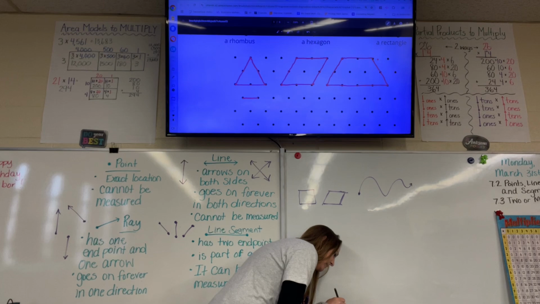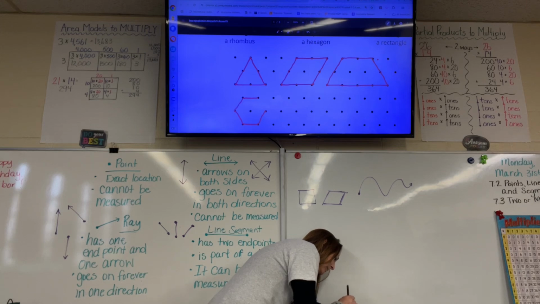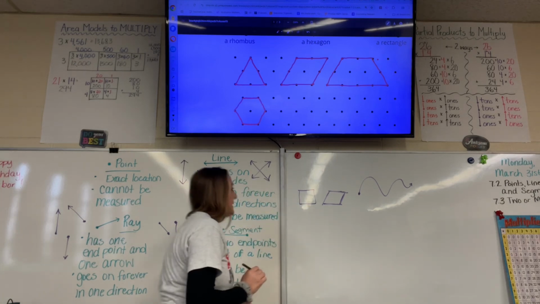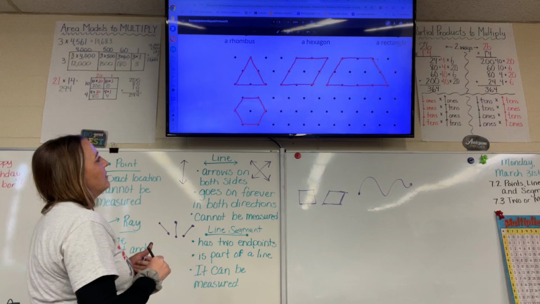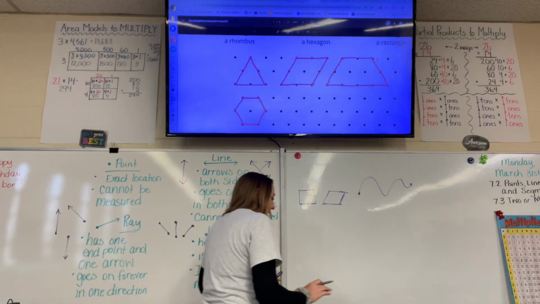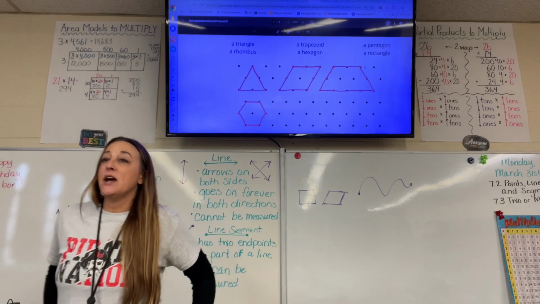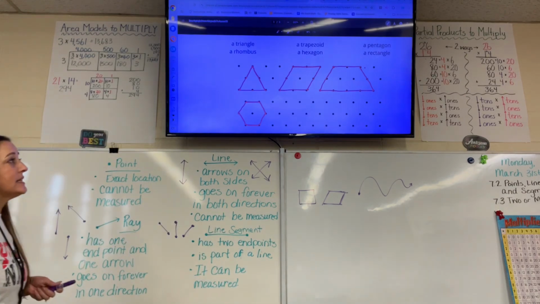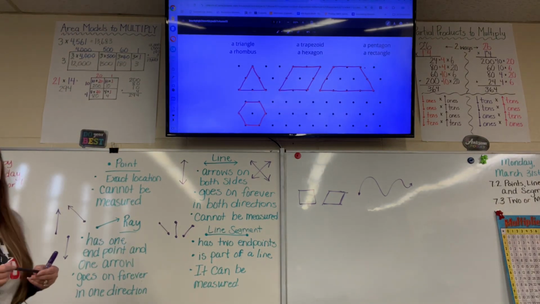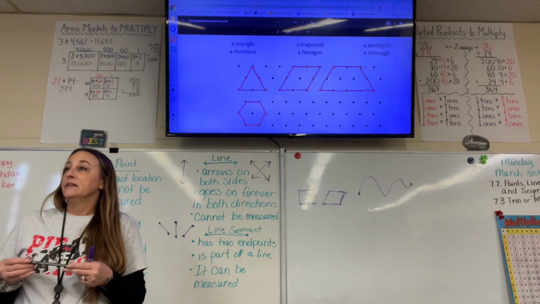So for the hexagon, I'm going to do, there's my top, the bottom, just connecting 6 dots. So there's my hexagon. And then a pentagon. I think this is the most challenging one to draw with these dots. How many sides does a pentagon have, Jackson?